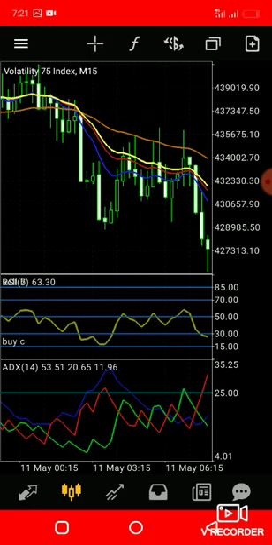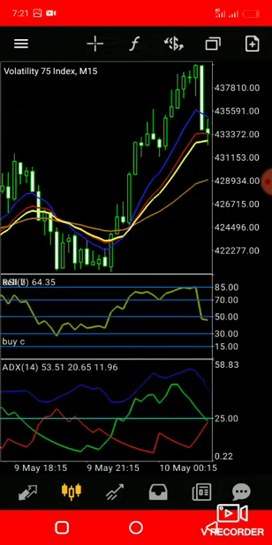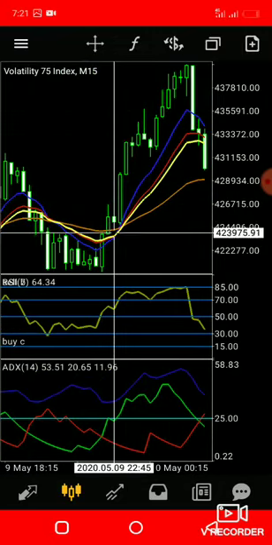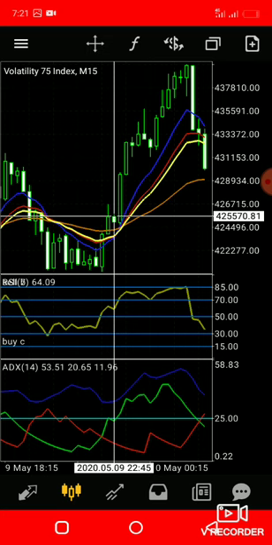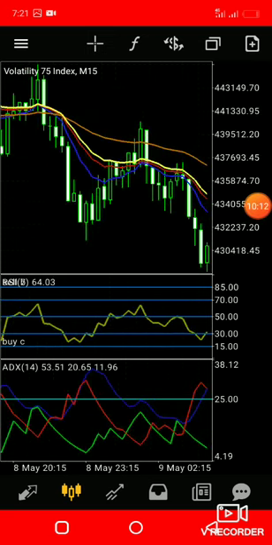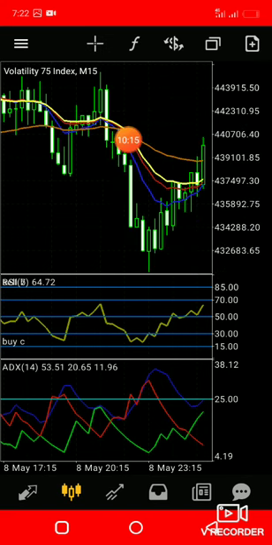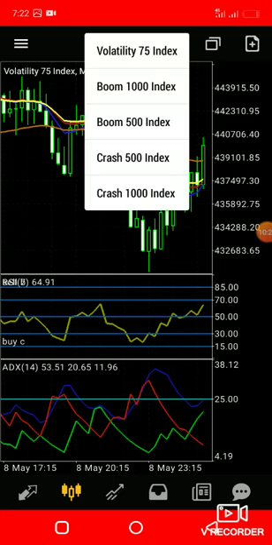So this is how the strategy works. You see, a buy signal, a buy signal. All the conditions are met. The market went up. Buy signal here, the market went up. Then a sell signal here, a sell signal here, and the market came down. So it works even more on Boom or Crash.